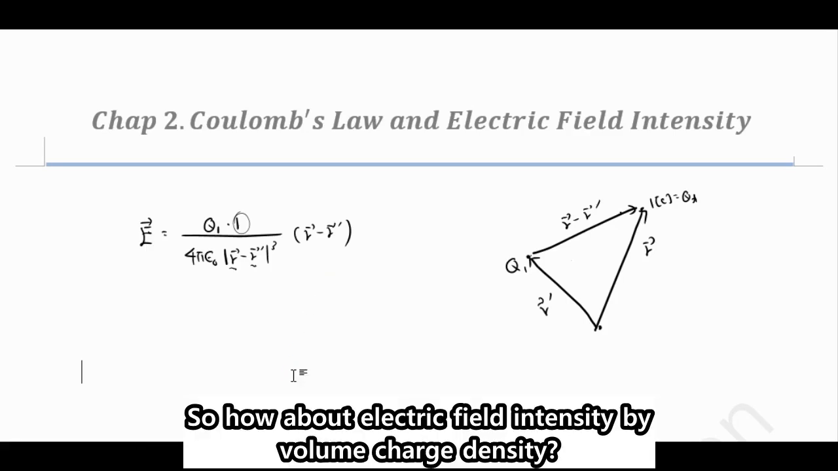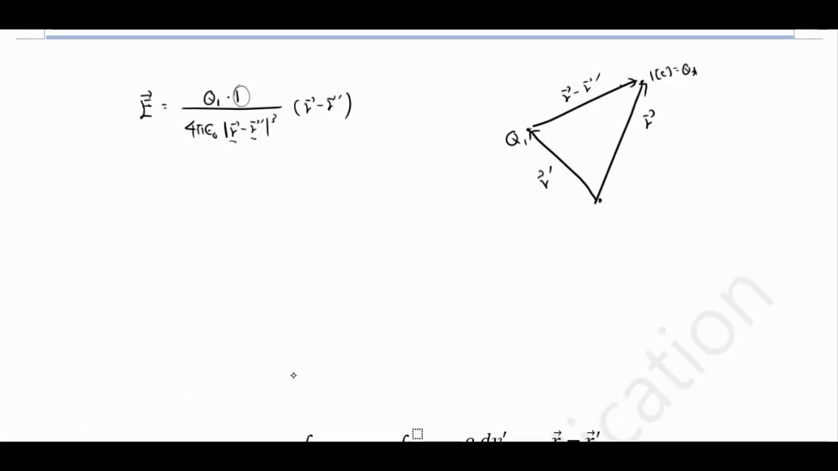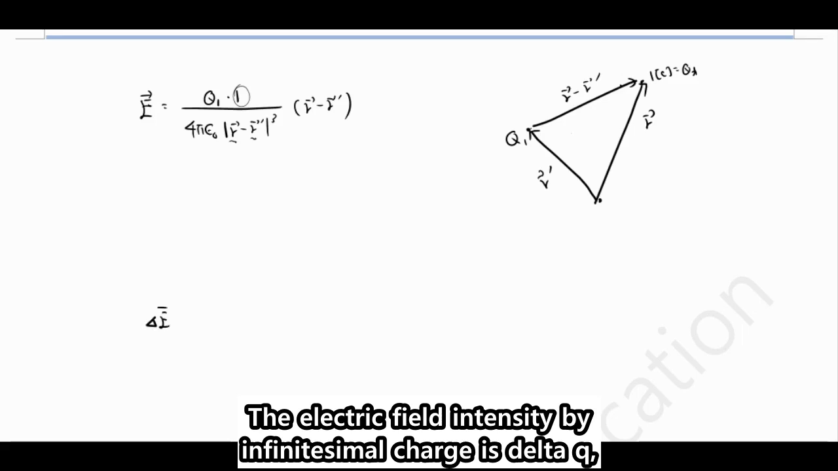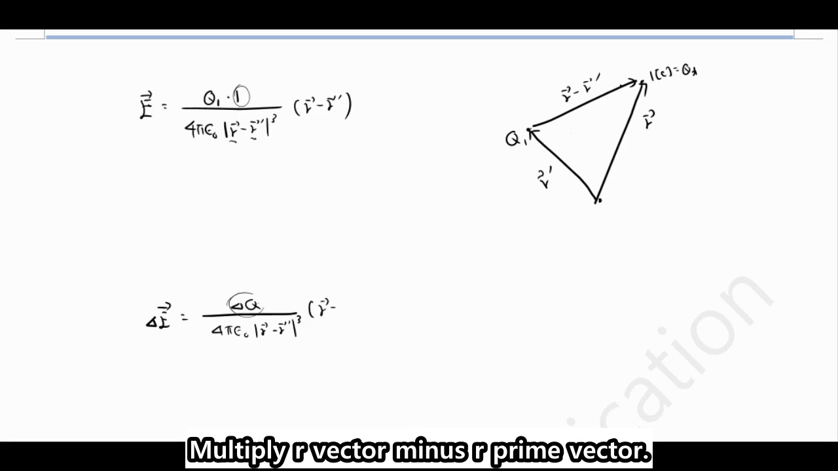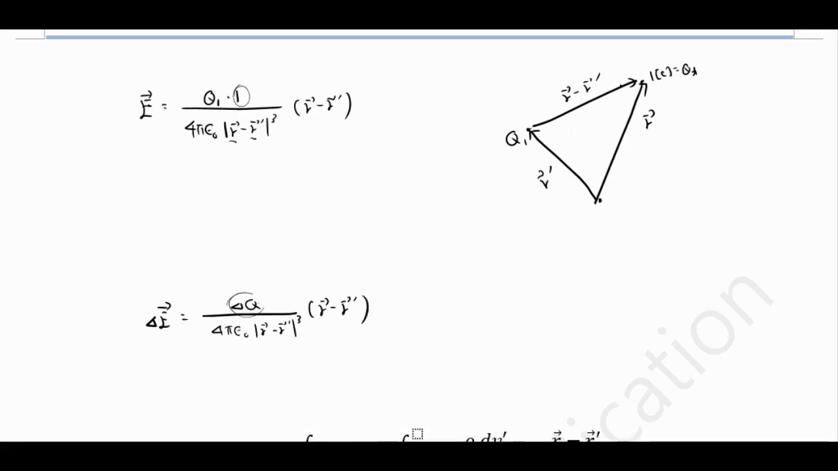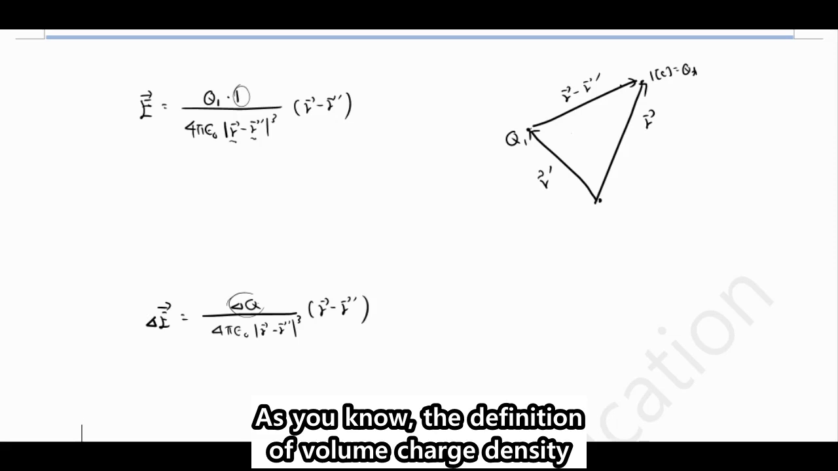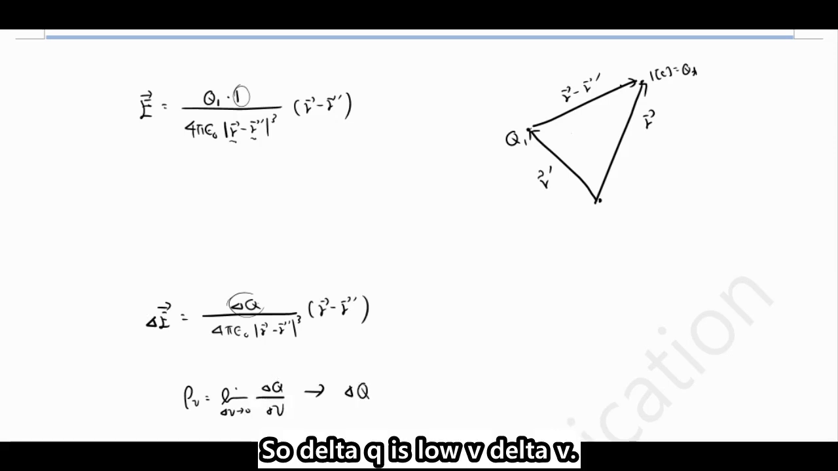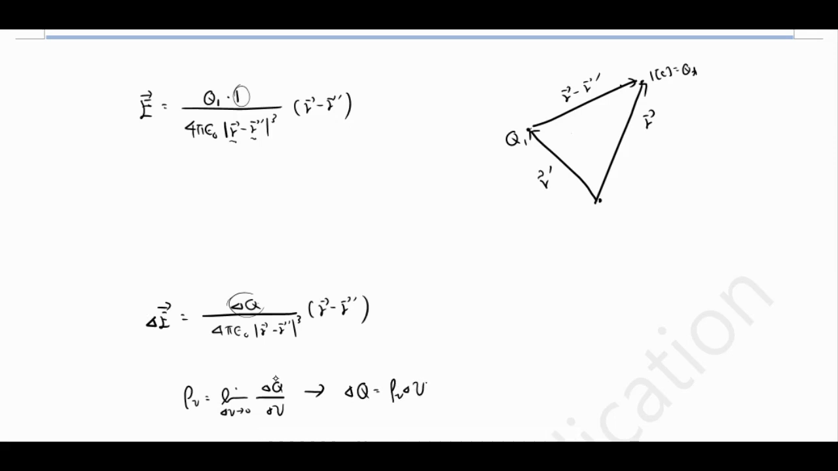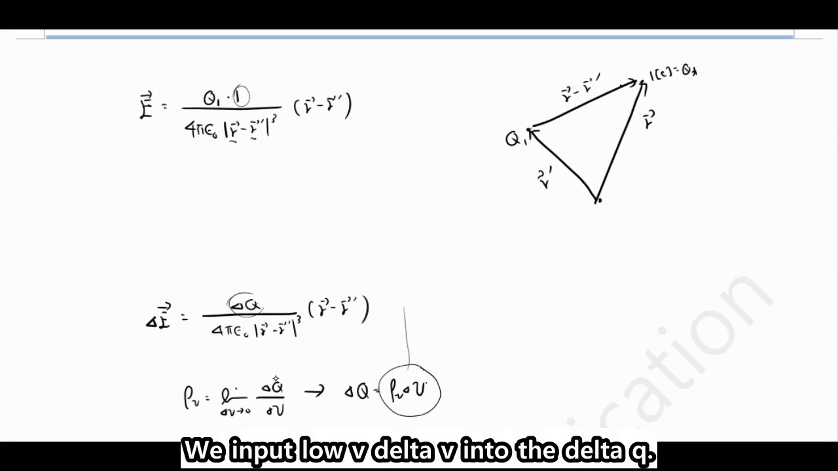So how about the electric field intensity due to a volume charge density? The electric field intensity due to an infinitesimal charge delta Q is delta Q over 4 pi epsilon 0 times the magnitude of r vector minus r prime vector cubed, multiplied by r vector minus r prime vector. As you know, the definition of volume charge density is the limit as delta V approaches 0 of delta Q over delta V. So delta Q is rho V delta V. We input rho V delta V into delta Q.